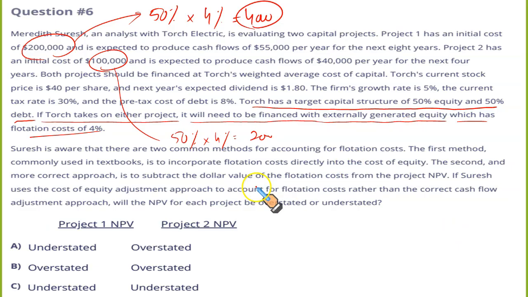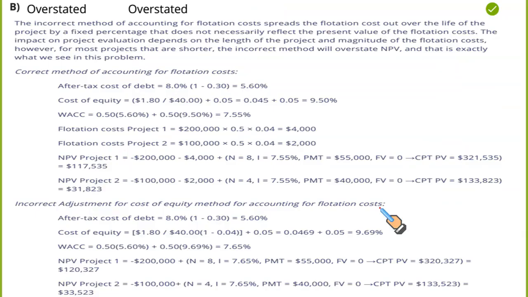That was required. It said, if Suresh uses the cost of equity adjustment approach, the textbook approach, to account for the flotation cost rather than the correct cash flow adjustment approach, will the NPV of each project be overstated or understated? As we have seen, under his approach he has overstated both of these NPVs, and that gives B as the correct option. Overstated, overstated. It's a good question that makes you understand many concepts at many different levels: cost of common equity, cost of debt, their weightages, and then calculating the NPVs under two different approaches. A good question indeed. Next.